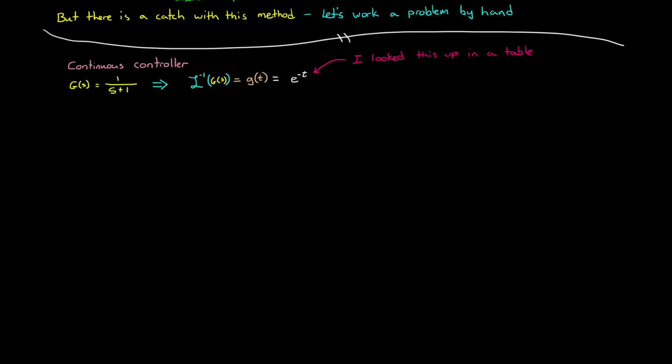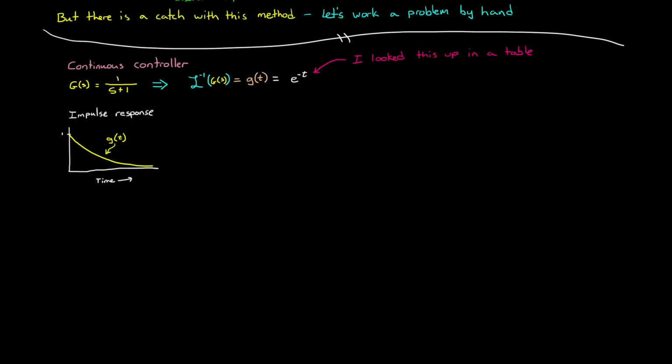So what we've just found is that if our system transfer function is described by 1 over s plus 1, then the impulse response of our system is a signal that starts at 1 and then exponentially decays. So if you hit it with an impulse, this is the time domain response.